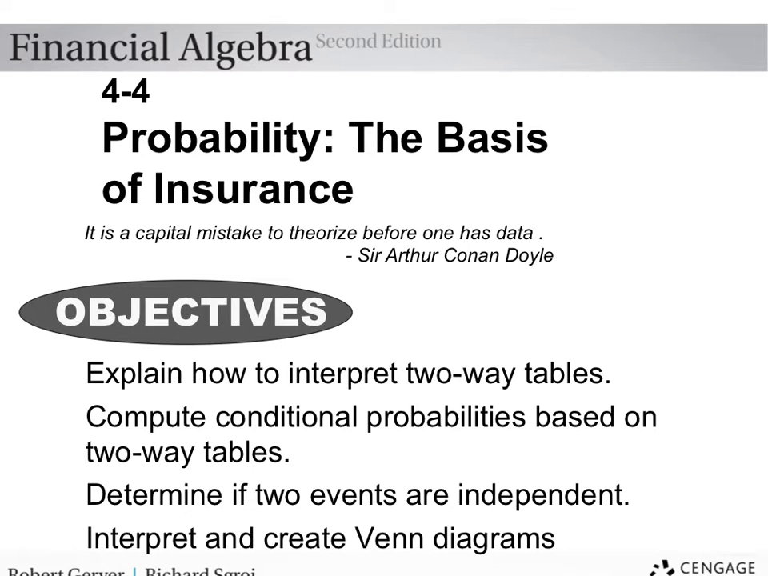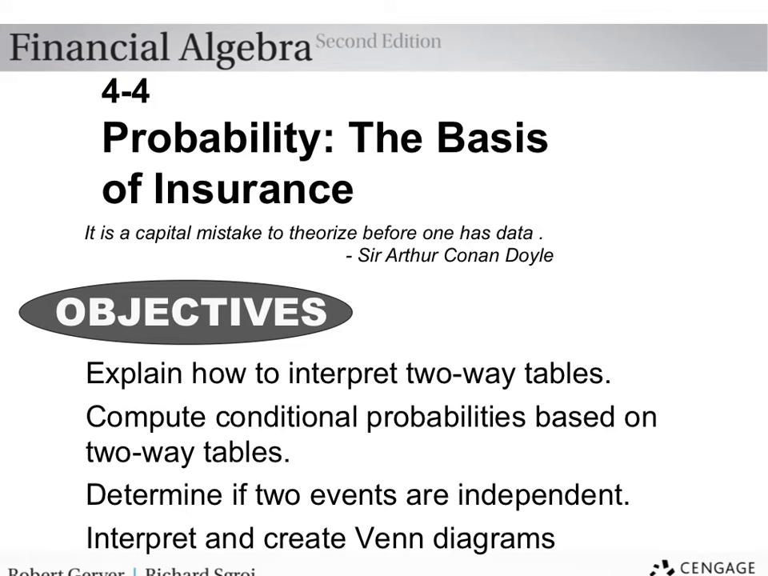This is lesson 4-4, Probability, the basis of insurance. Our quote is, "It is a capital mistake to theorize before one has data." And this is Sir Arthur Conan Doyle. He was the author of the Sherlock Holmes books.